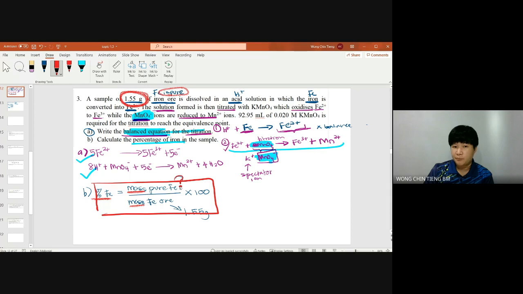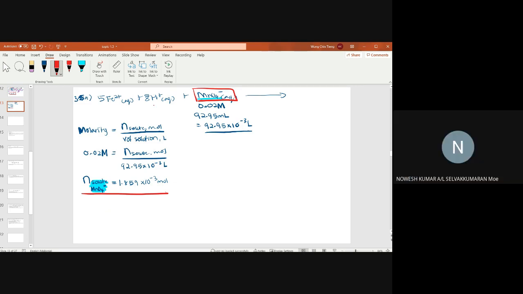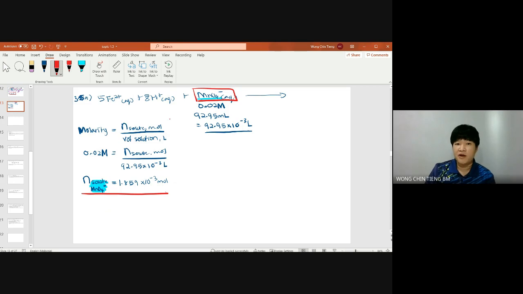Yang kita nak cari, kamu kena ingat apa yang kamu nak cari. Kamu nak cari mass of pure Fe. So sekarang yang kamu ada adalah mole of MnO4. Rasa-rasa compare dengan siapa? H plus atau Fe2 plus? Compare dengan Fe2 plus. Definitely compare with Fe2 plus. Therefore, from equation mesti kena betul dari awal. From equation, 5 mole of Fe2 plus will react with 1 mole of MnO4 minus.